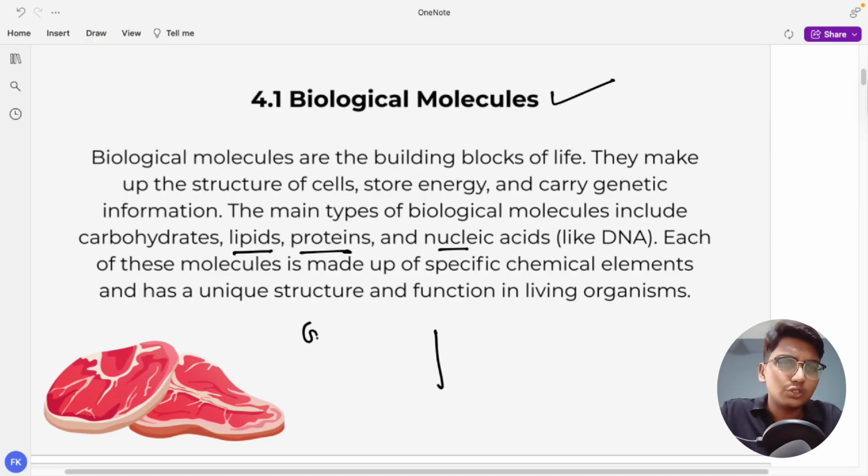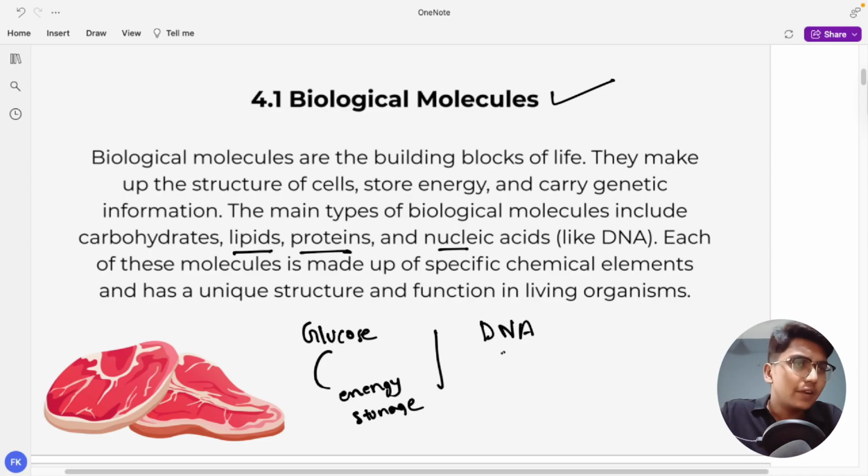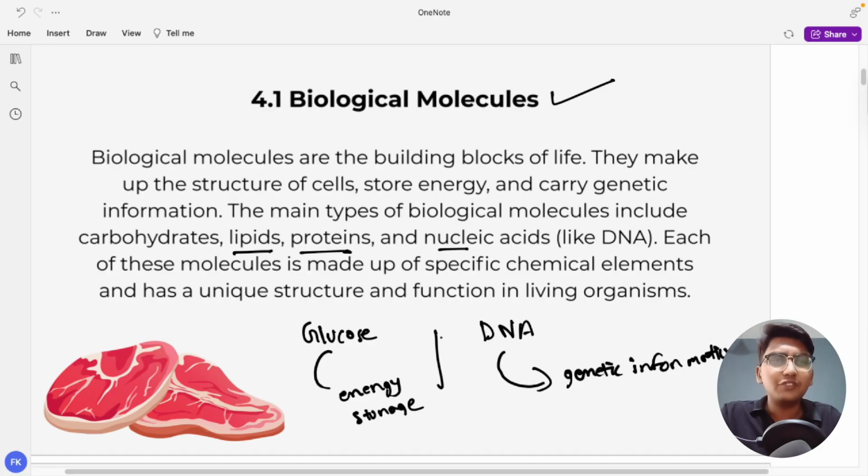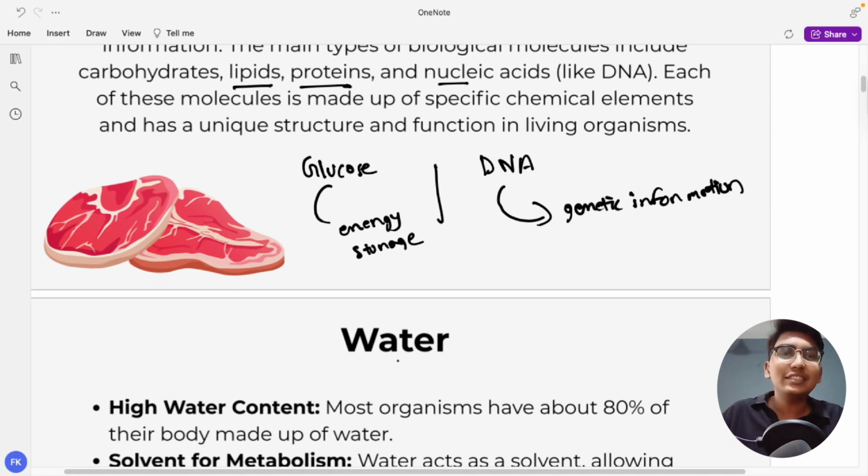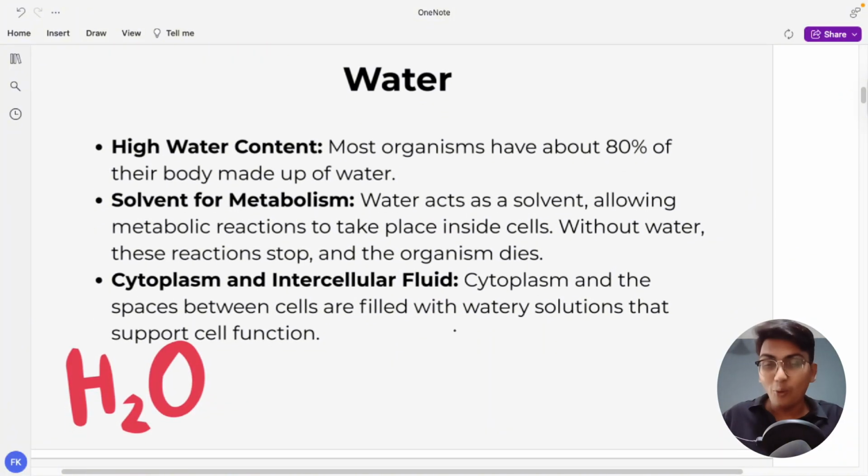For example, take glucose and DNA. Glucose acts as an energy storage, right? It provides energy, whereas DNA holds genetic information. So as you can see, both of them have different structures and different chemical elements, and have their own function in the cell. Let's move on to one of the most important biological molecules, which is water.